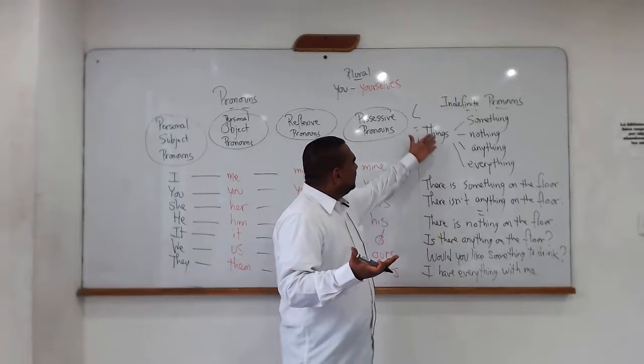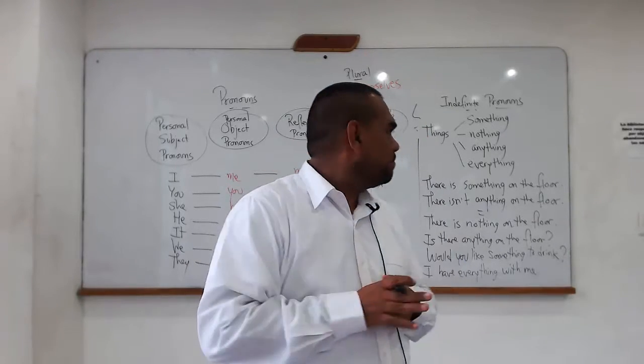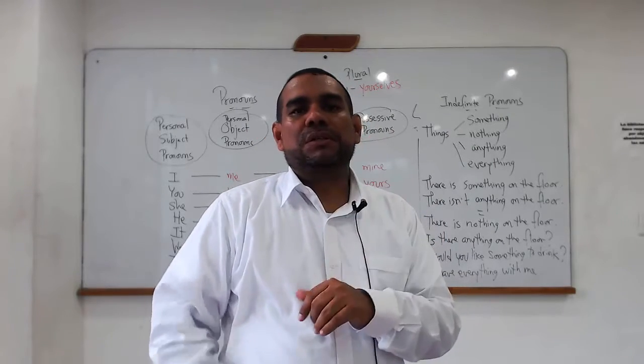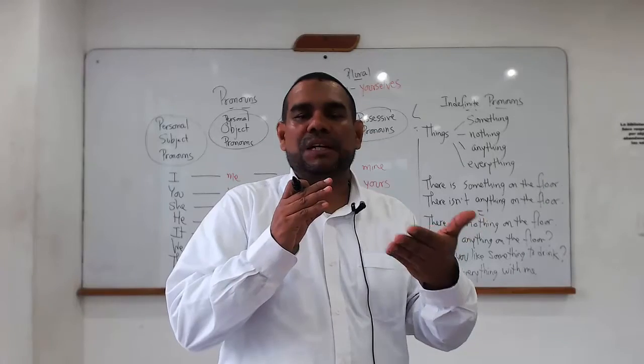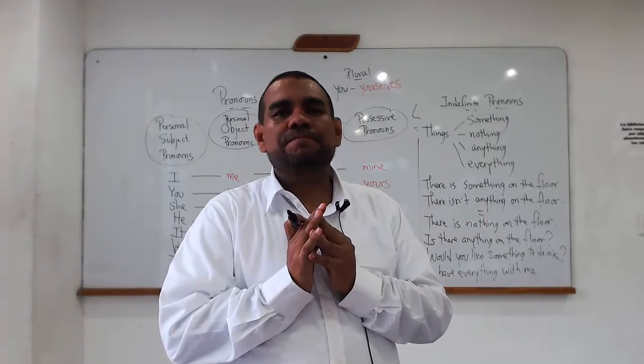So this is the way indefinite pronouns work. These are the ones related to things, but according to what I told you, there are some related to people and related to places. We are not going to go into that at this moment, okay?